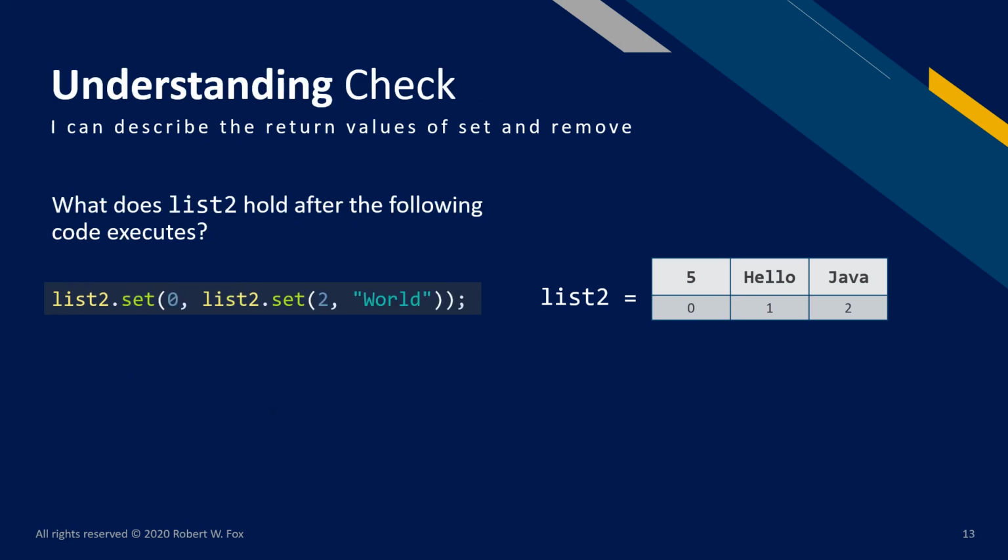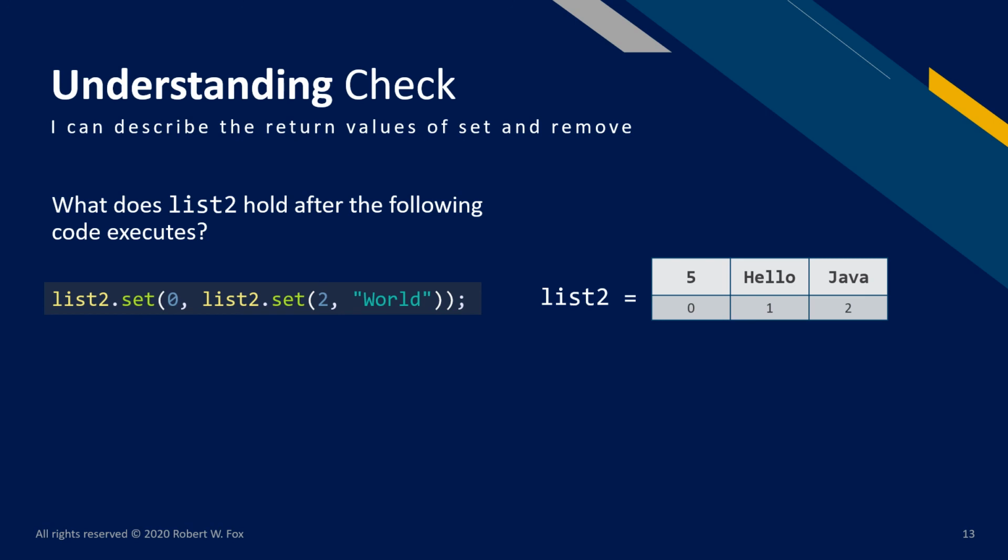Those return values can be a little bit tricky. So let's do an understanding check before we wrap things up for this lesson. I've got a line of code that has a couple of sets in it, and it manipulates this array list over here called list2. And what I'd like to know is what list2 holds after that code executes. So pause the video, try to figure it out, and when you're ready to go, start it back up again.